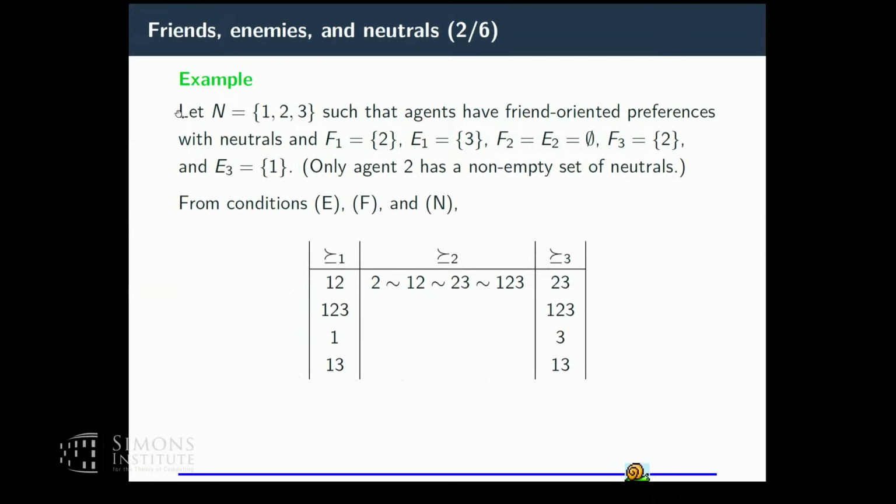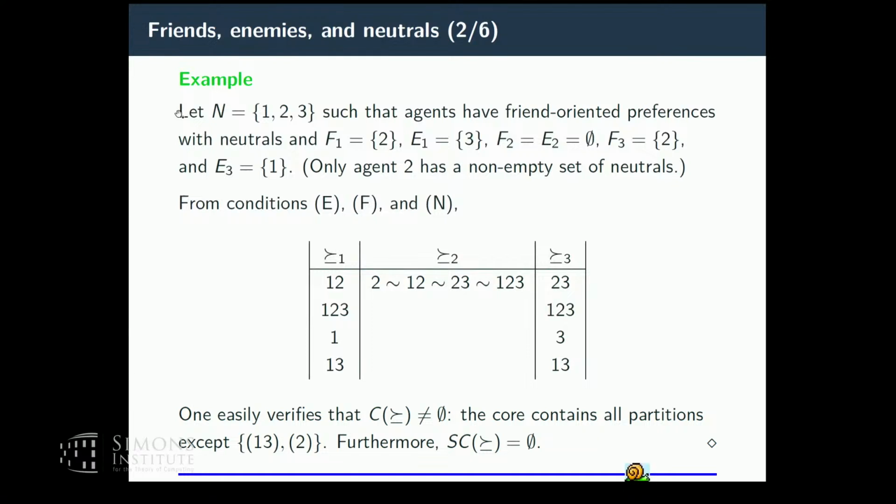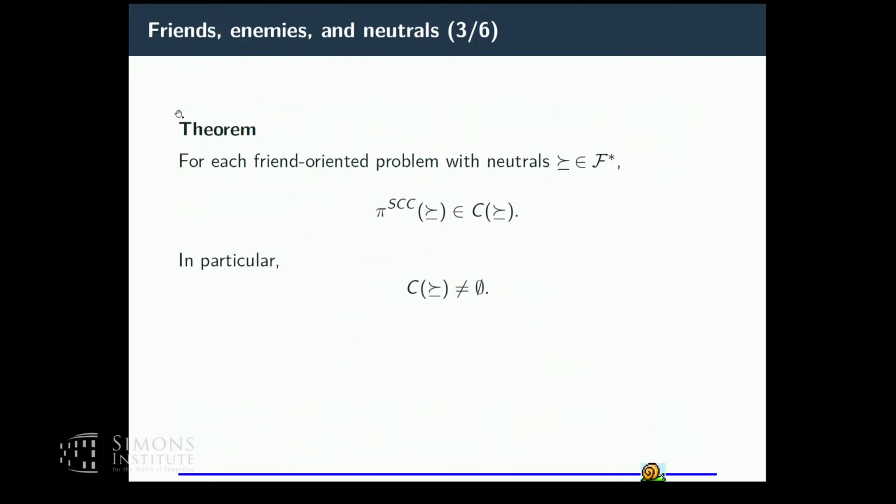What is this example about? This example now shows that the strict core can be empty because you have lots of indifferences. I'm not spending much time here. But actually, the SCC partition is still a core allocation. So the core is non-empty. Strict core can be empty.